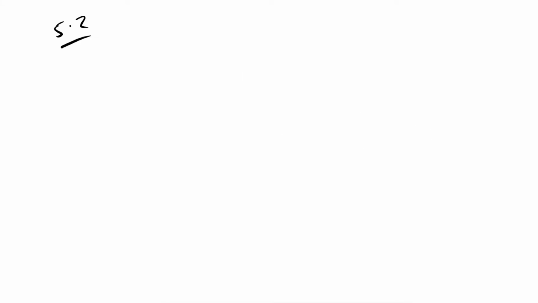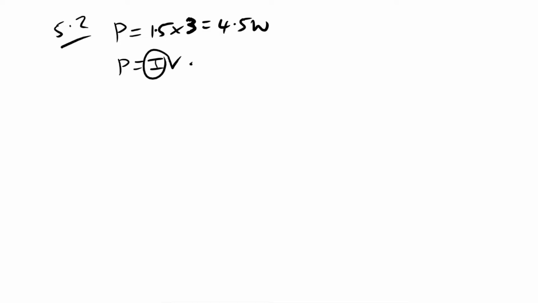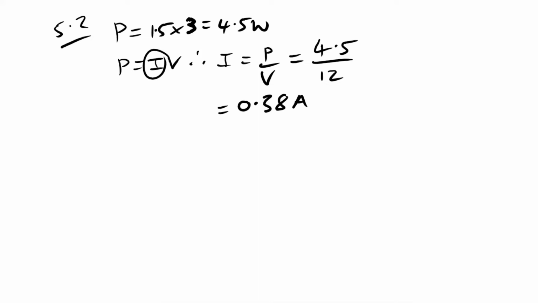5.2, we have 2 short copper wires. Calculate the current in the power supply. So we have power equal to 1.5 per bulb, so that's times 3, which is 4.5 watts. And we know that P is equal to IV. We're looking for I, so current is equal to power divided by PD. That's 4.5 divided by the 12 volts, and we end up with 0.38 amps.